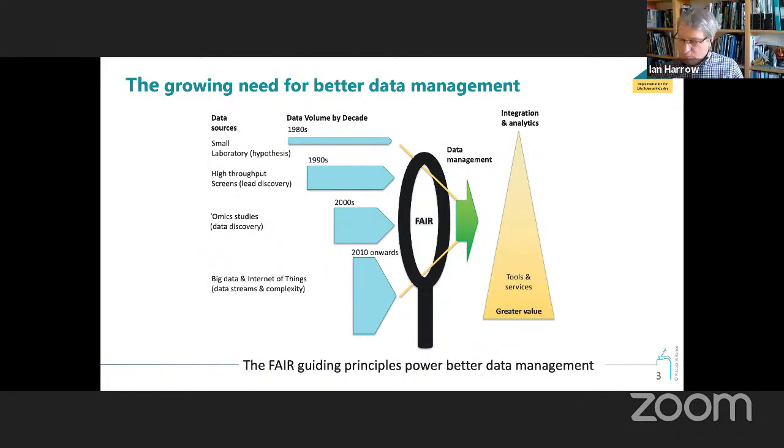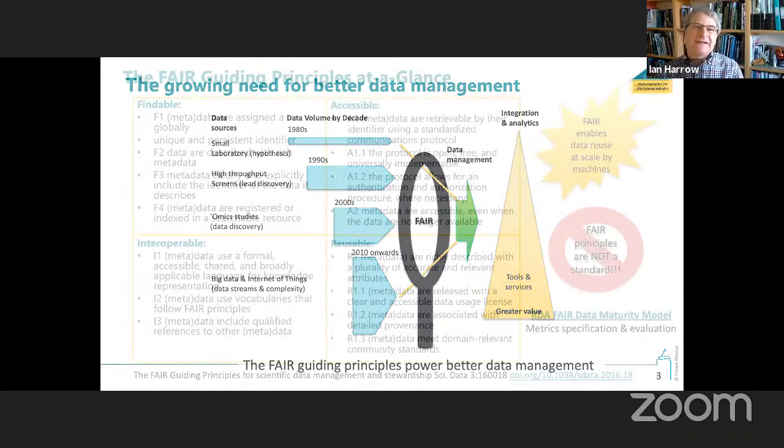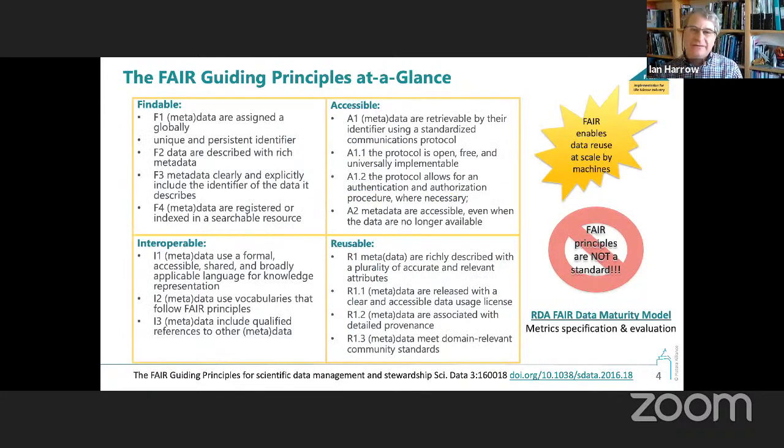So let's move along. The FAIR guiding principles are here in these quadrants, and Erik has eloquently described the principles, so I won't dwell on those. Just to make a few points on the right side of this slide: FAIR enables data reuse at scale by machines as well as humans. So machine resolvability of data and metadata is really key here.